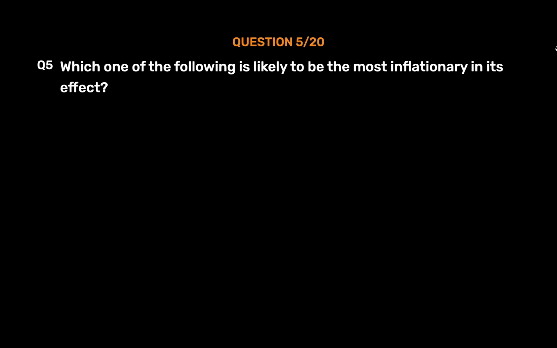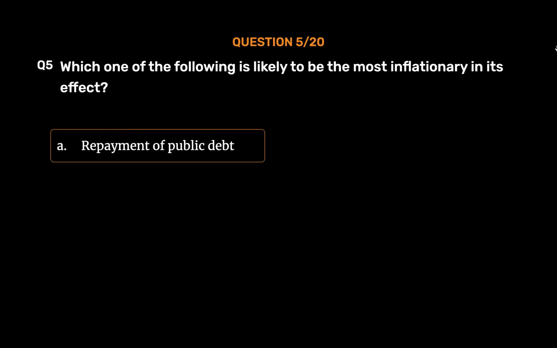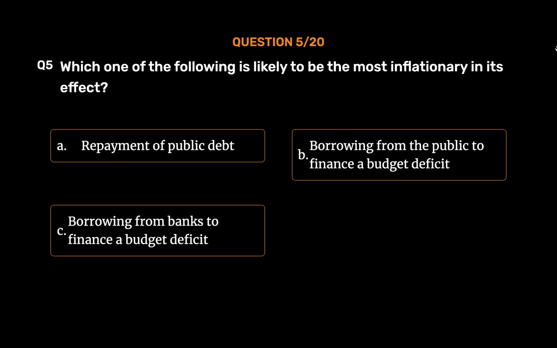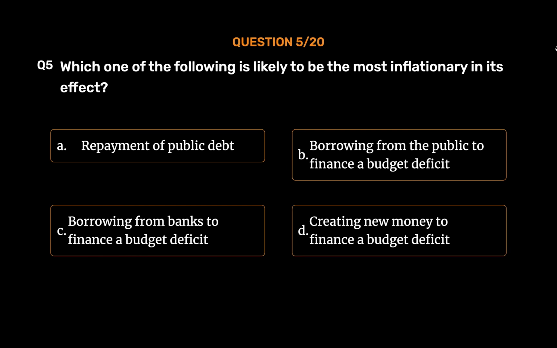Question number 5. Which one of the following is likely to be the most inflationary in its effect? Option A. Repayment of public debt. Option B. Borrowing from the public to finance a budget deficit. Option C. Borrowing from banks to finance a budget deficit. Option D. Creating new money to finance a budget deficit. The correct answer is Option D.